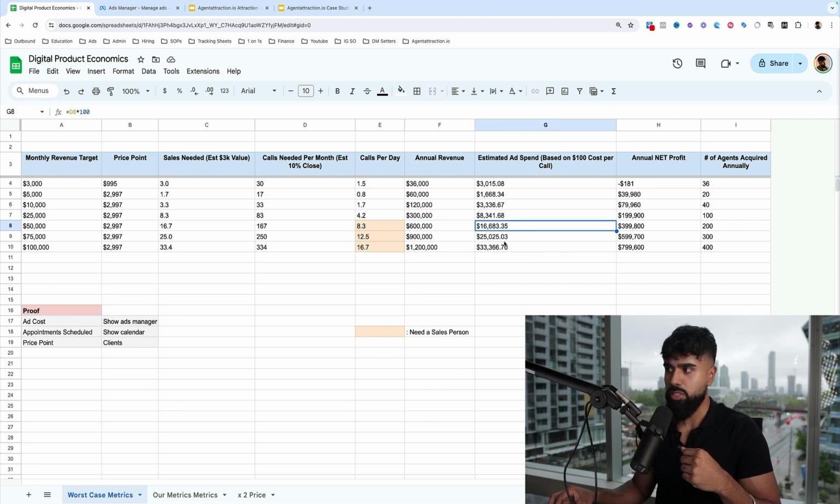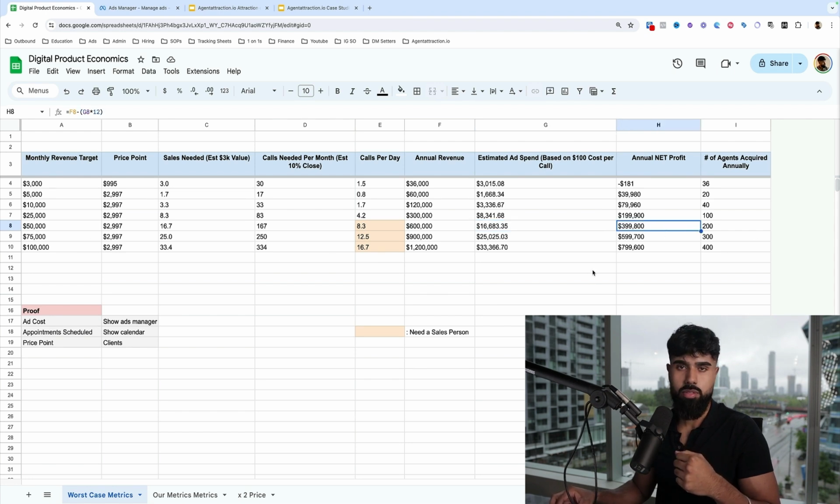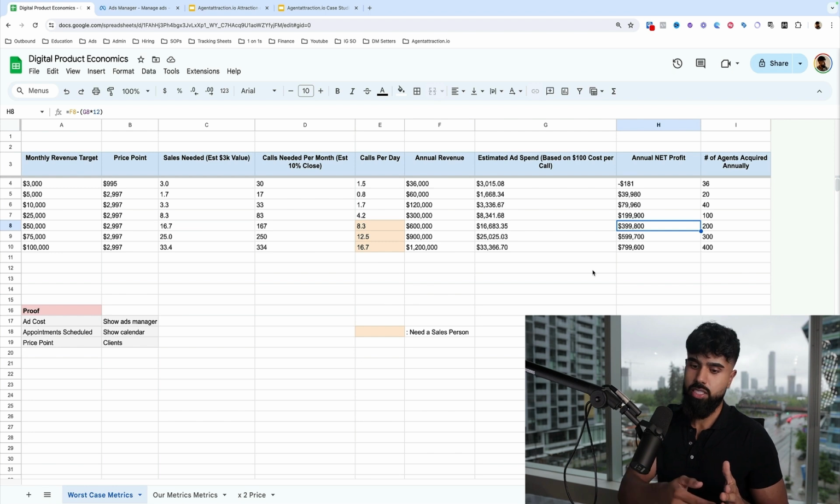You will need to spend, worst case scenario, about $16,000 to $17,000 a month to make back $50,000. And at the end of the year, you could profit about $400,000. Of course, I'm not taking any software expenses into consideration. I'm also not taking any team members' payroll into consideration. But this is just ad spend and the cash that you're collecting from the clients that you are bringing in.